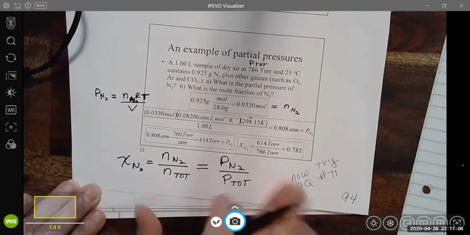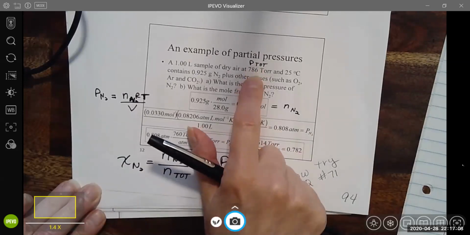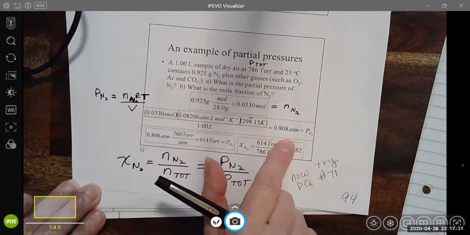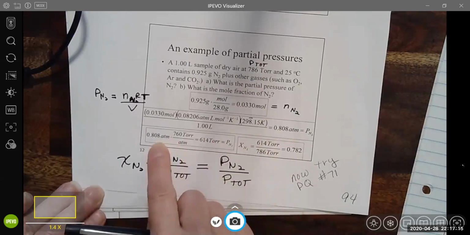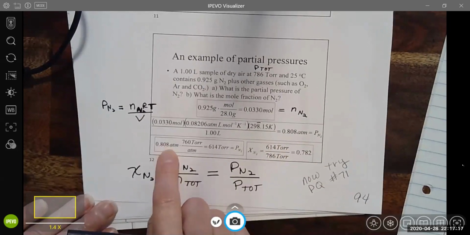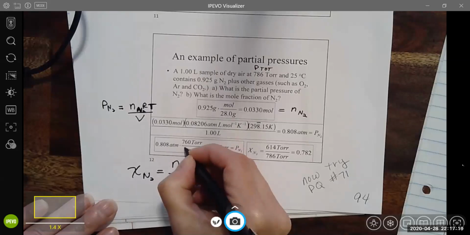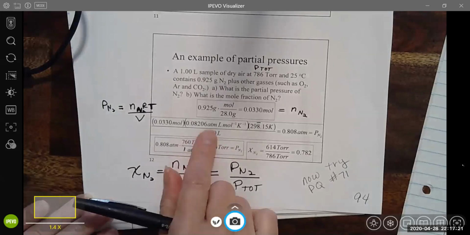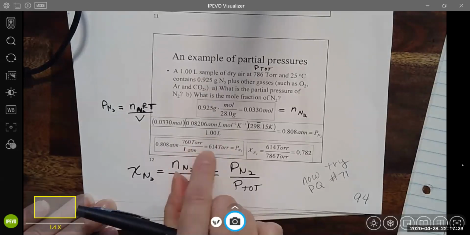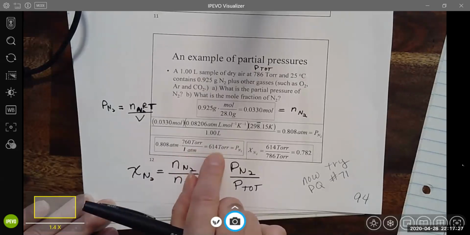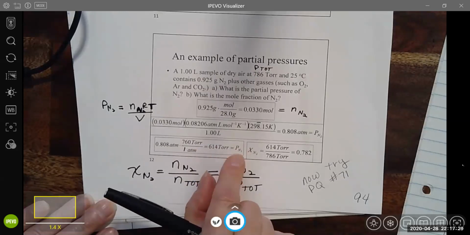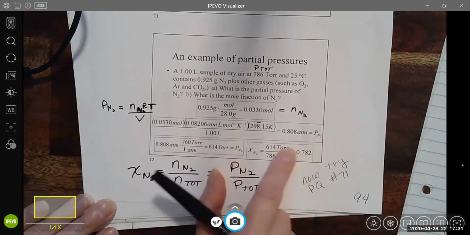I could have done either way. I could have changed this to atmospheres so that it matches with this one. Or what I chose to do is, since this was sitting right in my calculator, I'm just going to change that to torr. So I took that number, said 1 ATM is 760 torr, but I only have 0.808 atmospheres, so I have 614 torr. So that's also the partial pressure of nitrogen, just two different units.